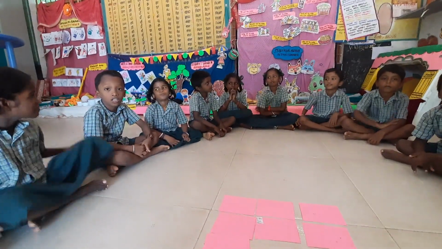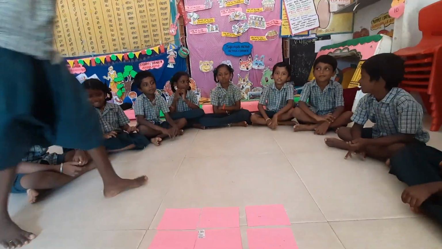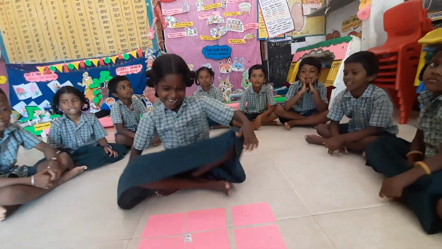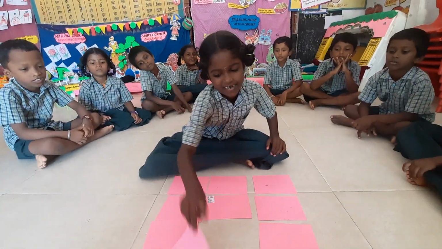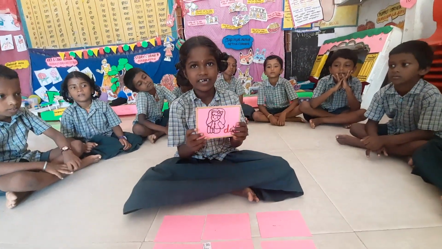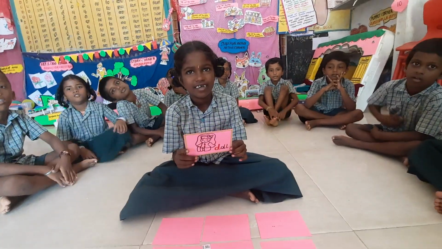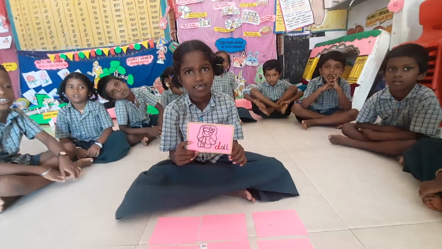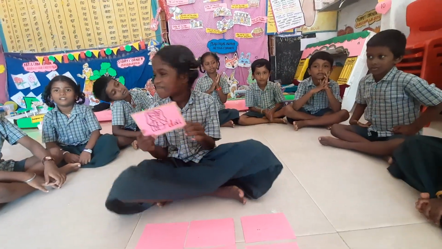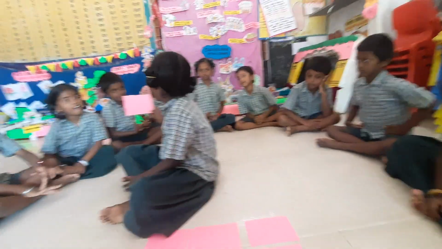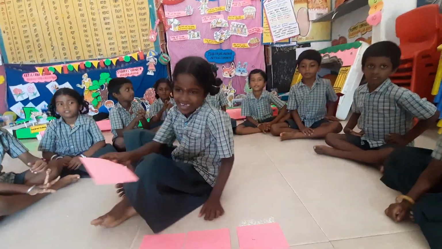Avantika, come here. Take a card. Sit there. Take a card. Show it to me. Doll. Doll. Very good. Clap for Avantika. Show to others also. Good. You can go to your place.